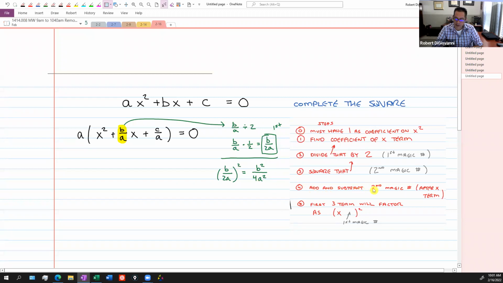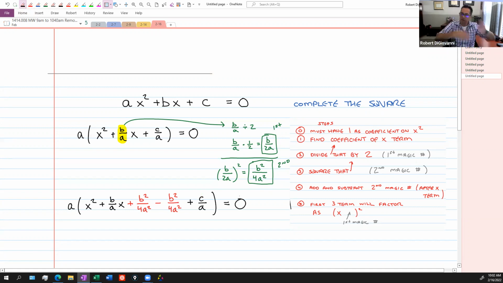Now I'm going to add and subtract that second magic number. This is my second magic number. I'm going to add it and subtract it right after the x term. Here it comes. So we have a, we have x squared plus b over a x. I'm going to add that second magic number and subtract that second magic number. And I still had next to it the plus c over a equals 0. Y'all see I'm following the same procedure, right? It's just I've got letters instead of numbers.